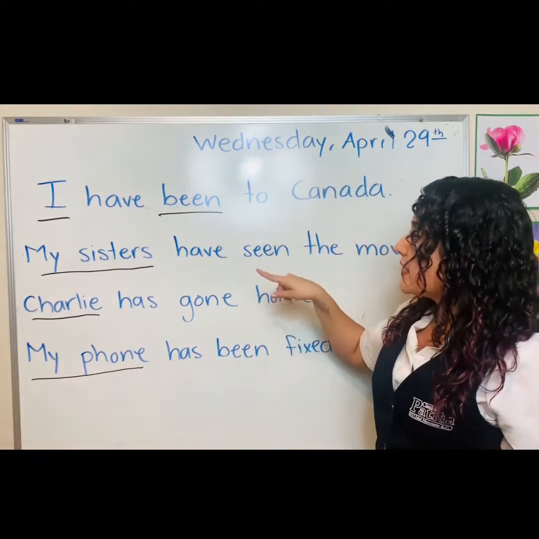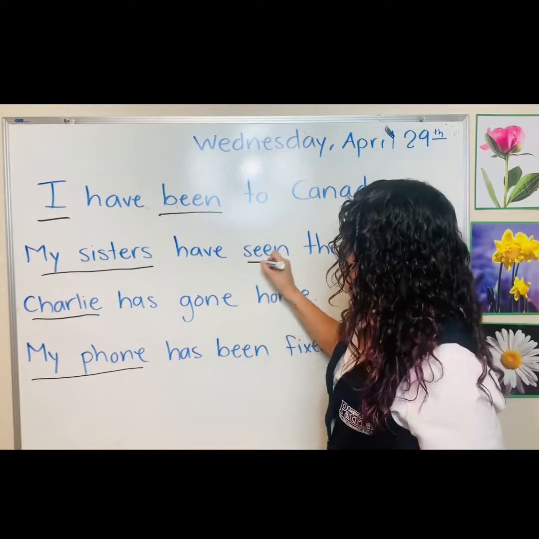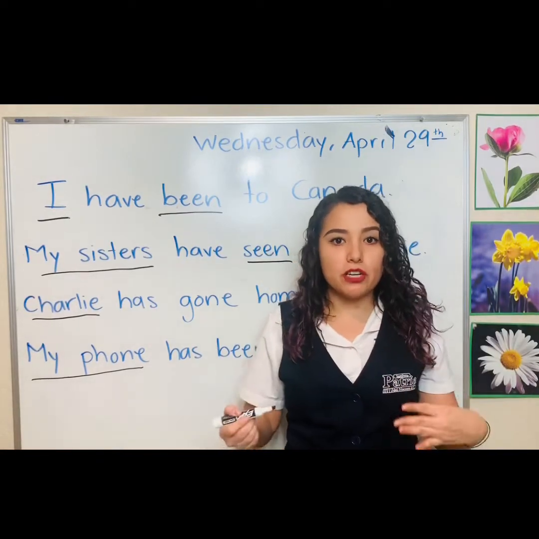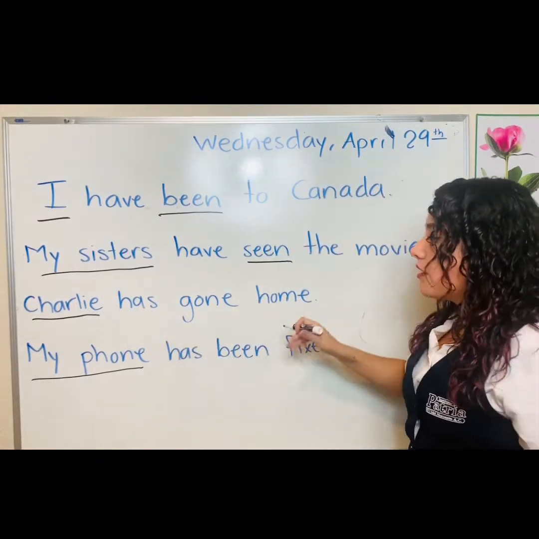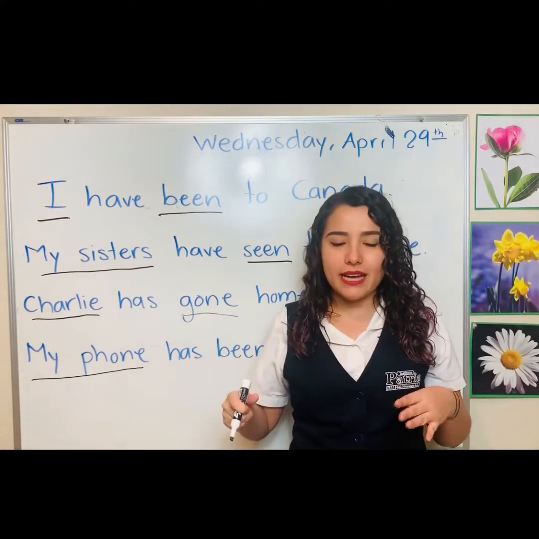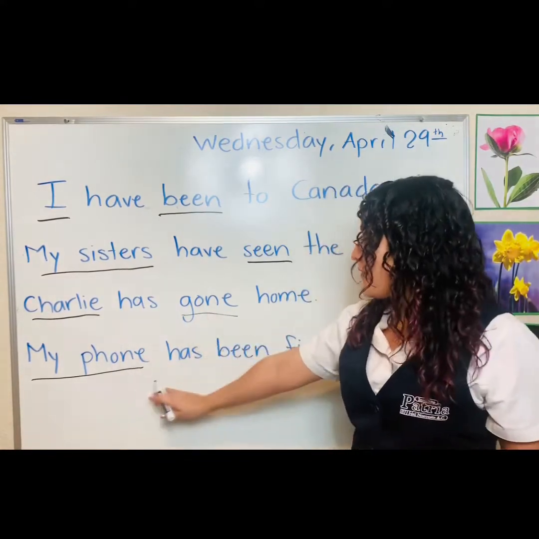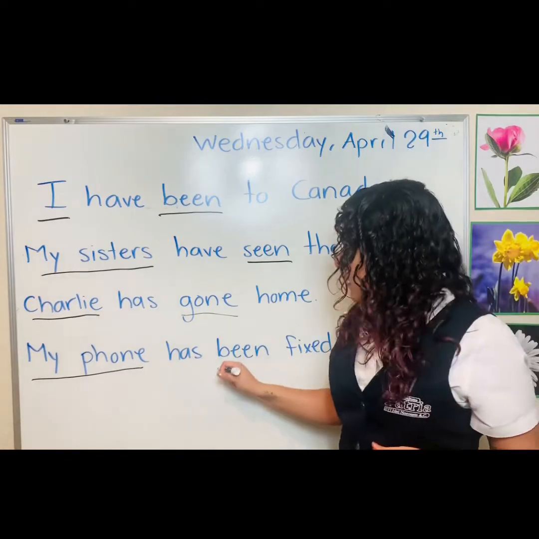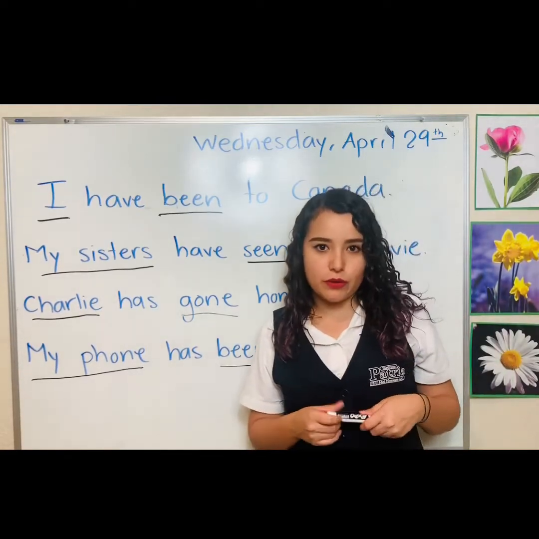The next one, my sisters have seen this. It's the verb in the past participle. Charlie has gone home. This is the verb, and it's also in the past participle. My phone has been fixed. Again, this is the verb, and it's in the past participle.